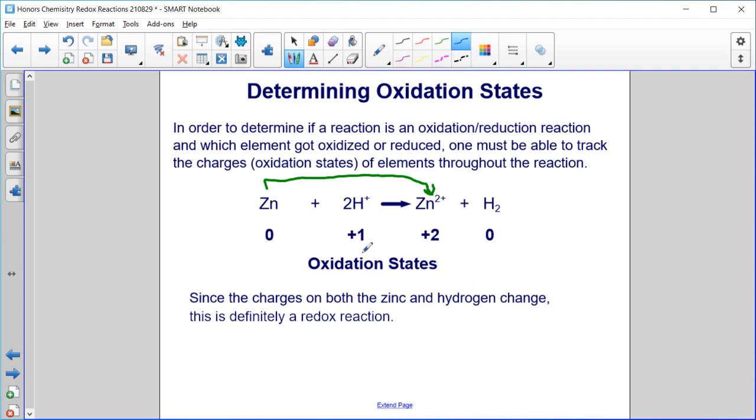Whereas for the hydrogen, it goes from +1, the charge of the ion, to 0. We're going to talk in the next slide about why it's 0. We can see that both the zinc and the hydrogen charges change, or the oxidation states change. So this is definitely a redox reaction where the zinc is losing electrons and the hydrogen is gaining electrons.